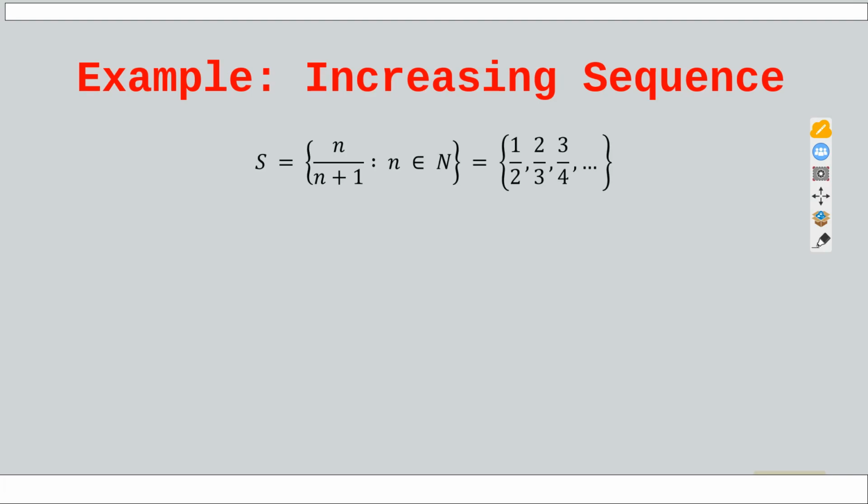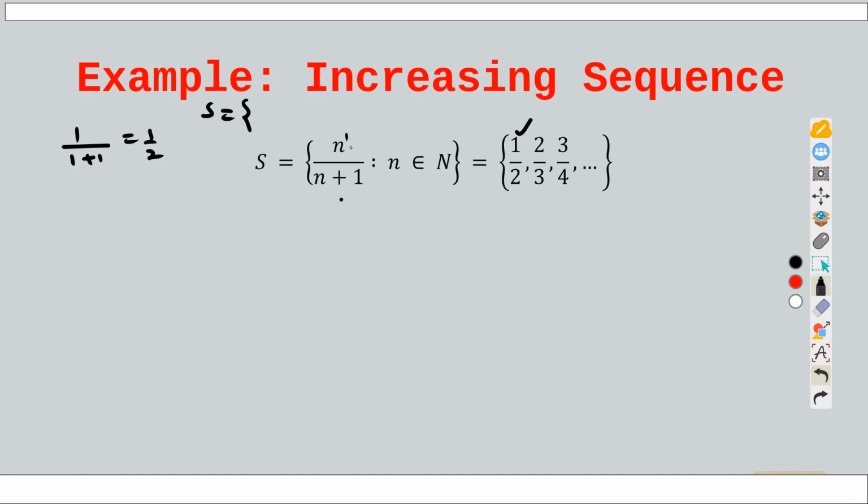So if we have such a sequence S, which is given as this, whenever you are given such a sequence, first interpret it by putting it in a form that you can easily realize. Here n is a natural number, so you begin with 1. When you put n as 1, this becomes 1 out of 1 plus 1, which is 1 out of 2. So your first element will be 1 out of 2.